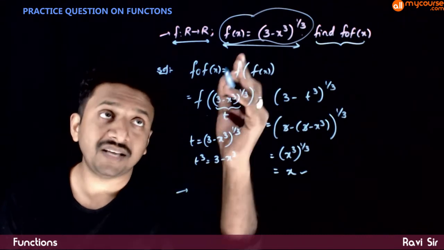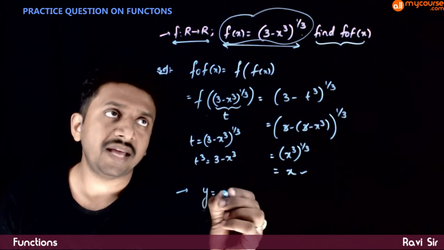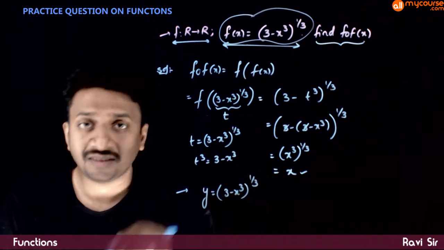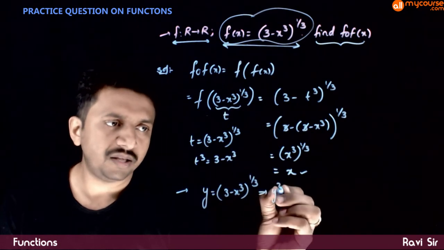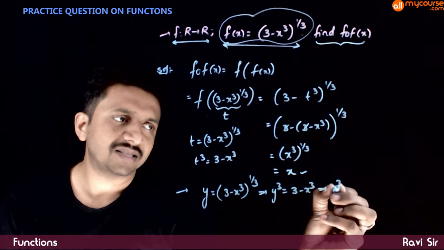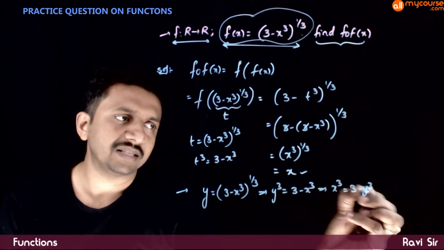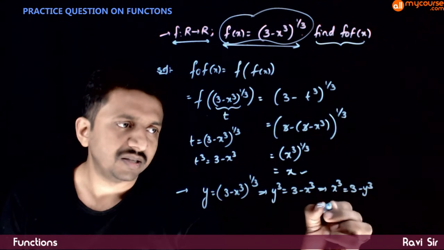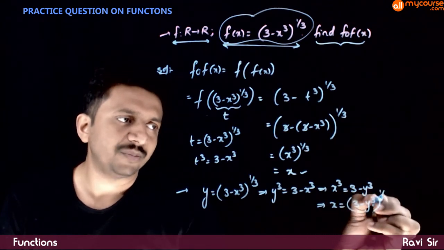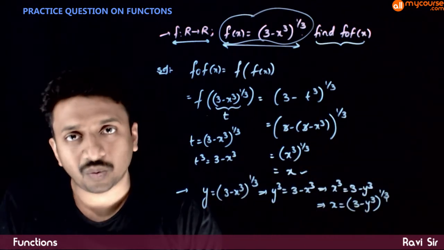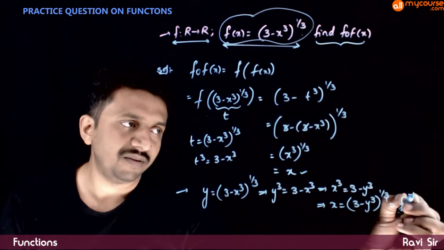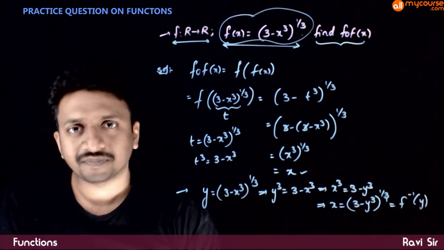So let us try to find the inverse function of this. So y is equal to (3 minus x cube) whole power 1 by 3. So y cube is equal to 3 minus x cube. This implies x cube is equal to 3 minus y cube. This implies x is equal to (3 minus y cube) whole power 1 by 3. This is nothing but f inverse of y.